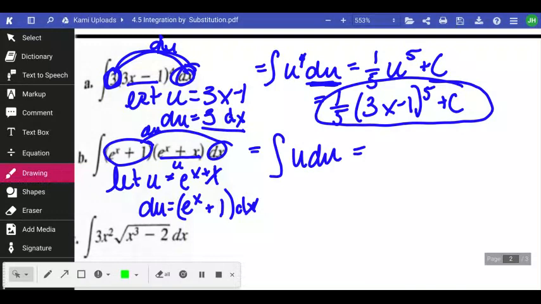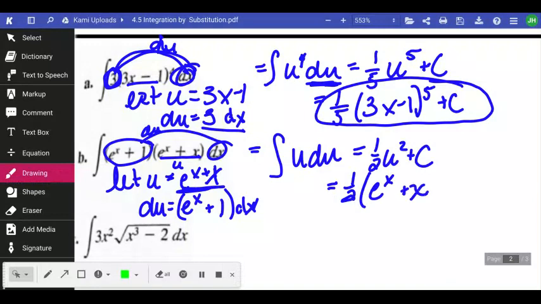So the antiderivative of u is 1/2 u squared. 1/2 u squared plus c equals 1/2. Replace u with what u is equal to, which is e to the x plus 1, plus c, squared. So even though it didn't really look super composite before, if you look, it is part of what was a composite function.